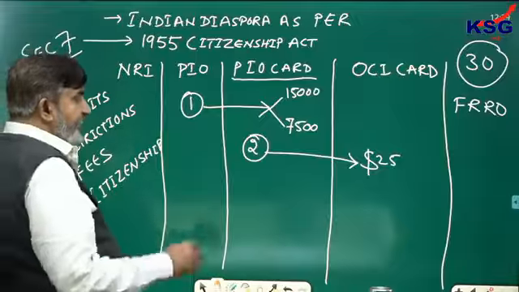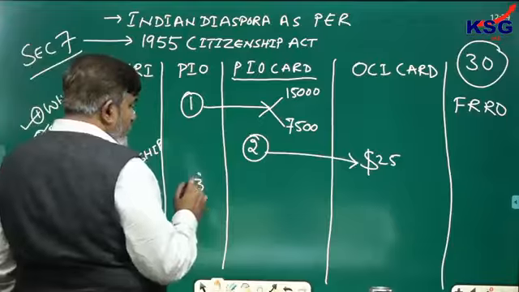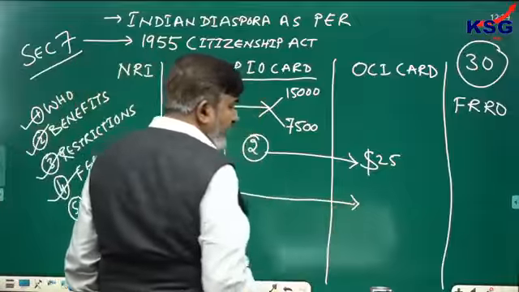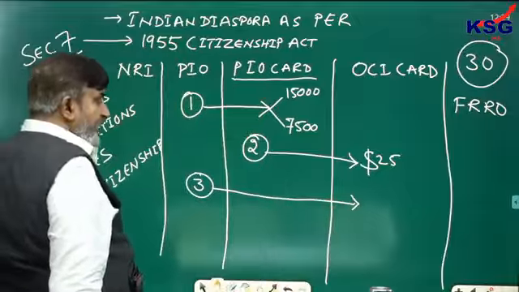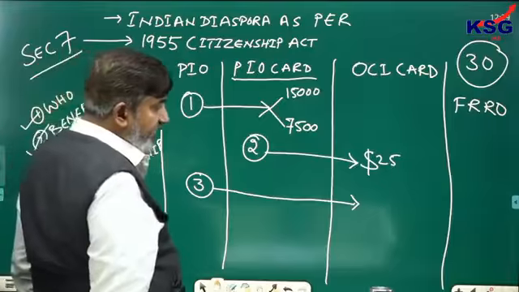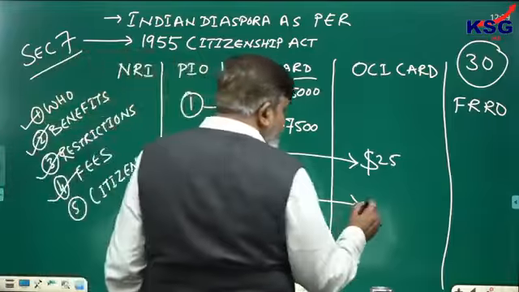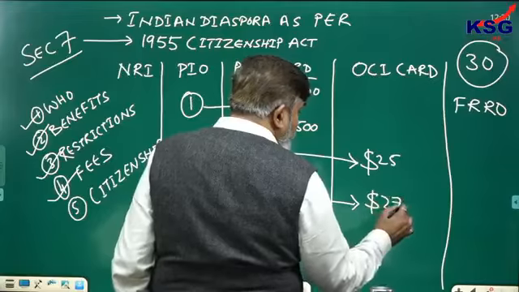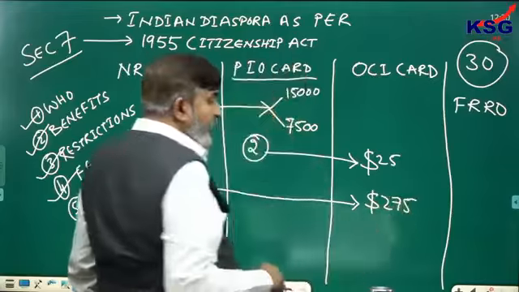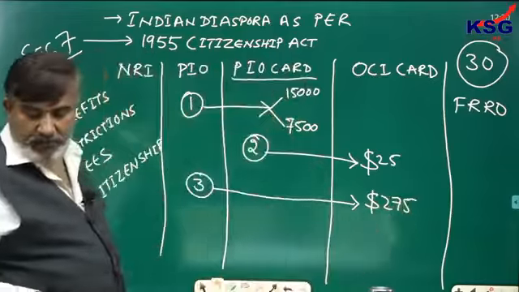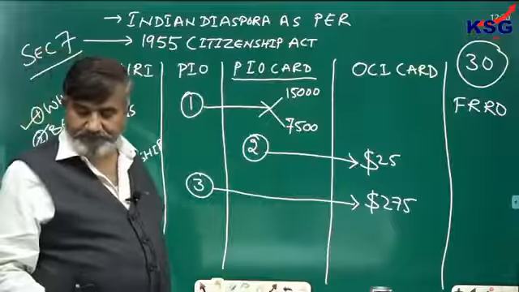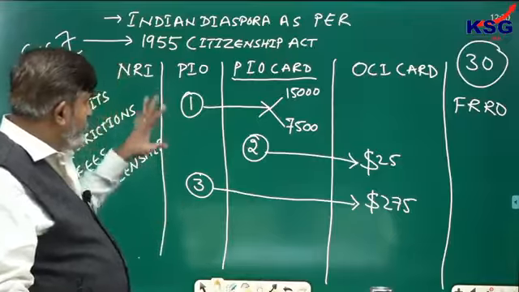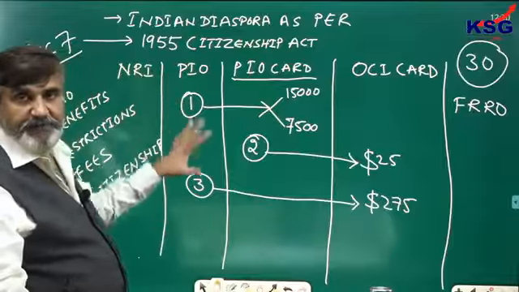And the third scenario is if PIO directly wants OCI card, then in that case he or she has to pay US dollar 275 or equivalent in local currency. Clear? So this is the fees part.